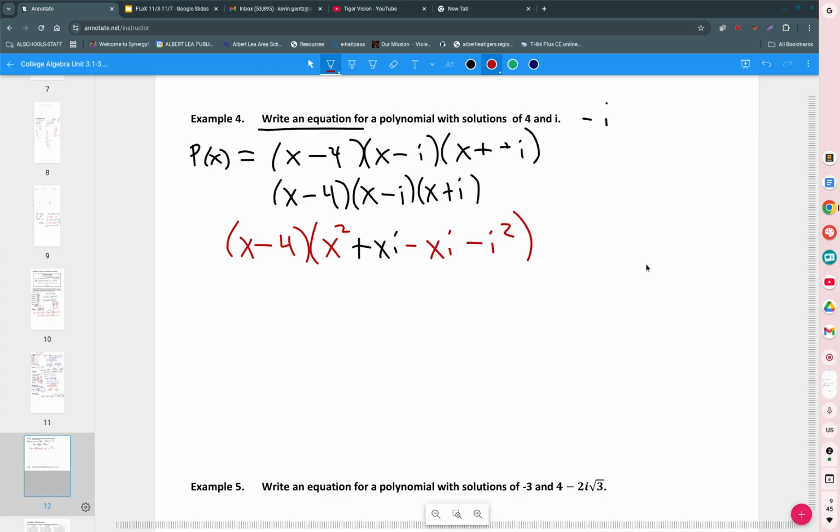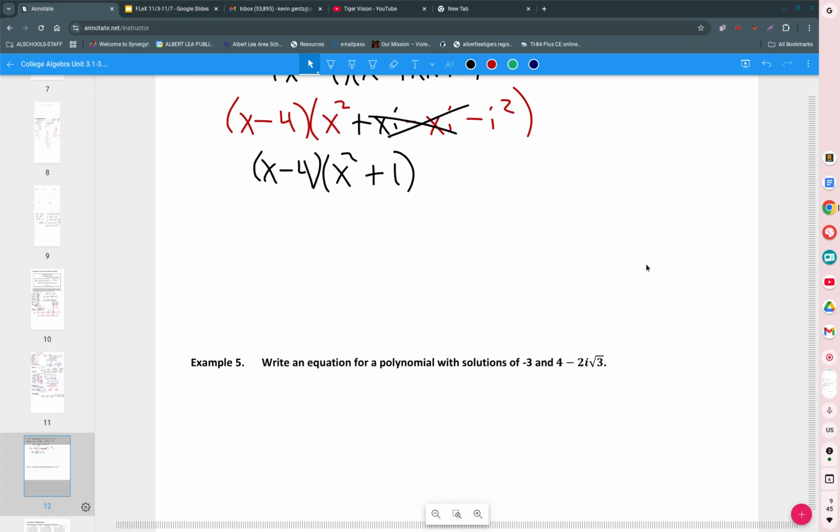And what do you notice happens? Yeah, it turns out that everything that's imaginary should disappear. And we get x minus 4 times x squared what? Plus 1. Plus 1. Now we just multiply that out and we're done with it.